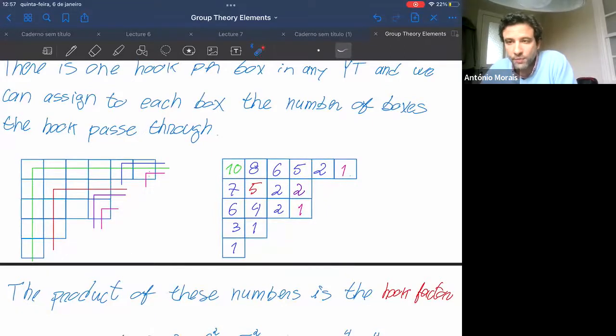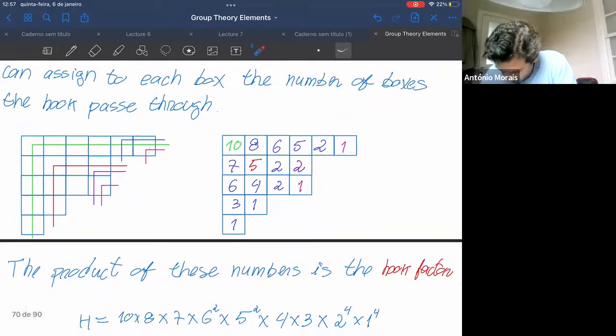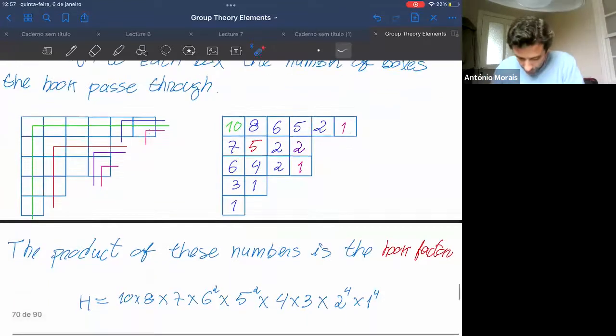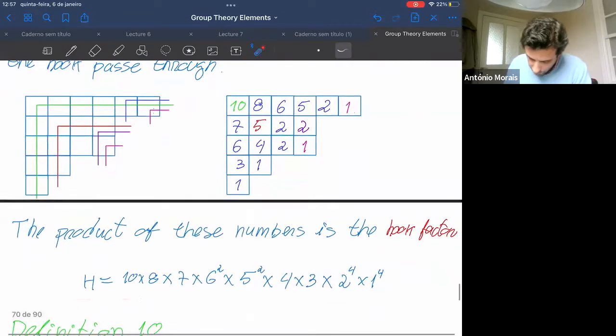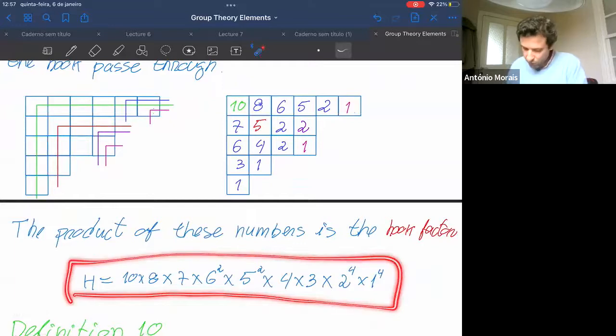But this, of course, follows from rigorous theorems of the permutation group, the S_N group. And this is demonstrable, of course. I just don't know how, but it is. This is at least what I read in books. So the product of these numbers: now we multiply all these numbers, 10 times 8 times 6 times 5 times 2 times 7, 5, 2, and so on. And this gives something that is the hook factor. So the hook factor is the product of all of those.